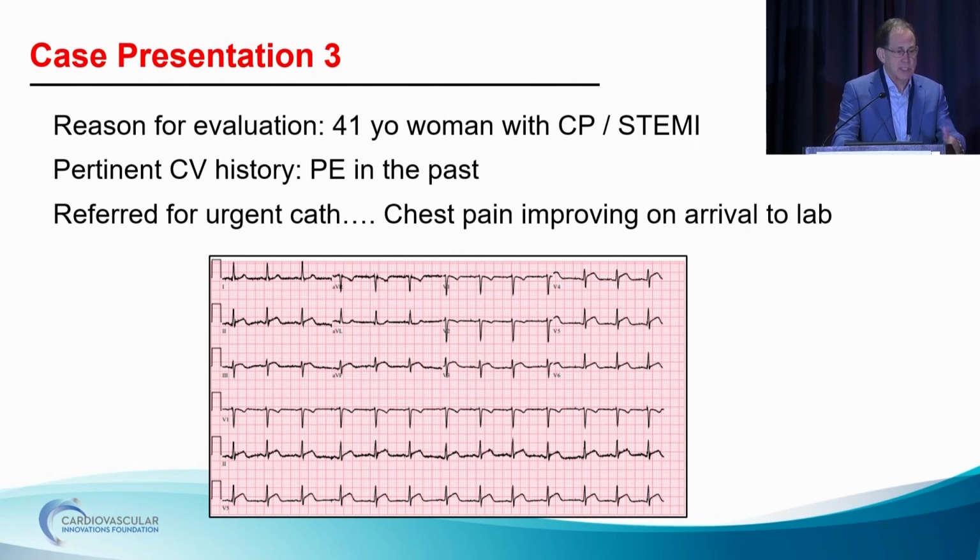Came to our lab. She's had a PE in the past, referred for urgent cath appropriately. Here's her electrocardiogram. You can see she's got ST elevation. It's not tombstones, but moderately elevated, more to the anterolateral leads, V3 to V6, a little bit in 1L. Chest pain's getting better on arrival to the lab.